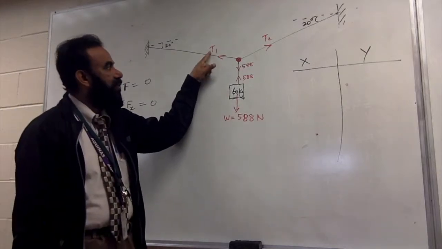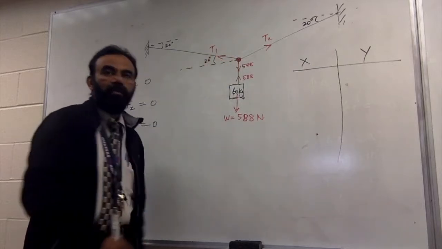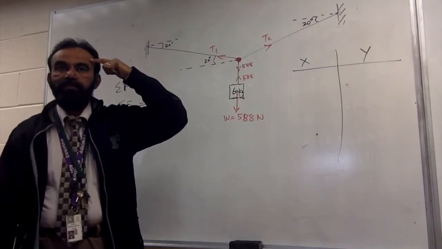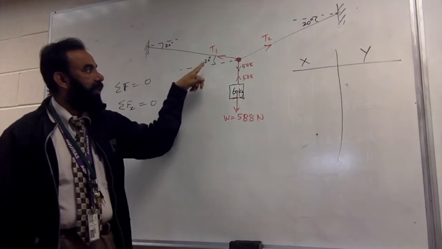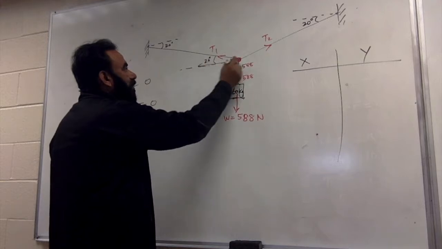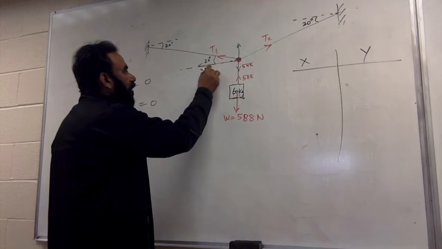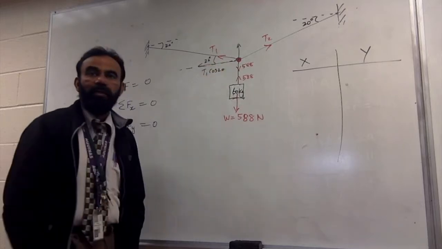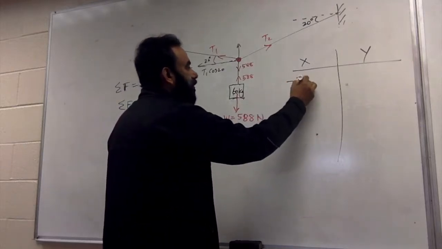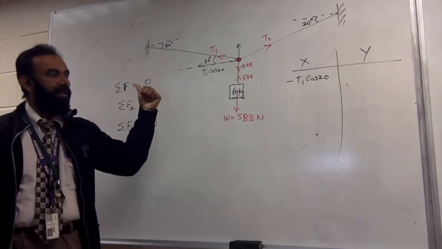What is this one's x component? What is T1's x component? You know when you split T1, you have two components, one like this and one like this? T1 cosine 20. But which way? Left. So what do you write here? Negative. Minus T1 cosine 20. Mark it that way.